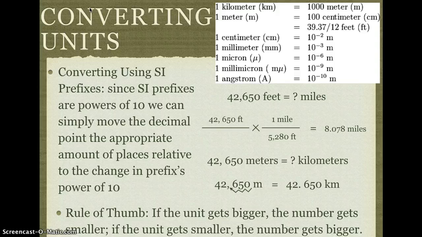If the unit gets bigger, the number gets smaller. And so if we look at this, this is an example of that. We were going from meters to kilometers. Kilometers are bigger, so the unit is getting bigger in our final answer. That means the number had to get smaller, and we see it went from 42,000 to 42. The opposite is also true. If the unit gets smaller, then the number itself will get bigger.